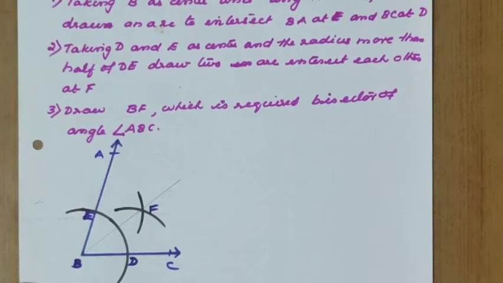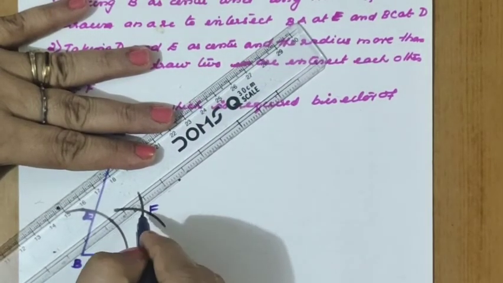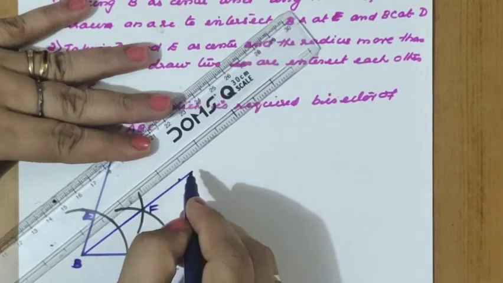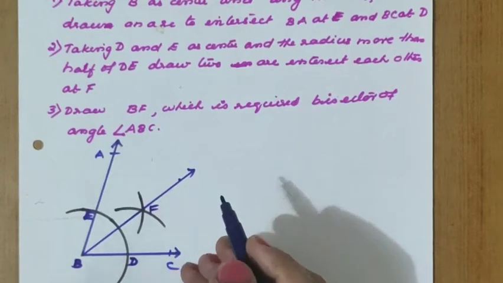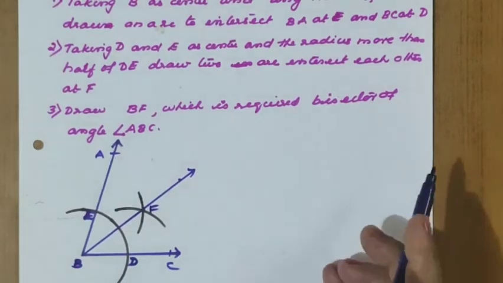Okay, now with the help of the scale we can draw BF. So BF is the required angle, sorry, required ray. So I completed BF now. It's a ray. So BF is the required ray for this one. So once again I'll draw the diagram. Any angle it is given. So let us take any angle.